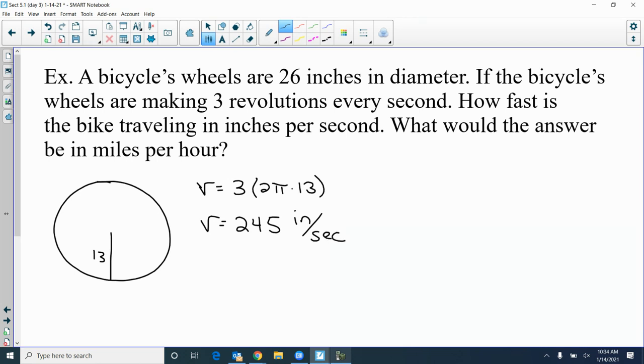All right, you convert it to miles per hour. I'll give you one clue. 5,280 feet equal what? 1 mile. All right, see what you come up with. Round it to the nearest tenth when you are done.